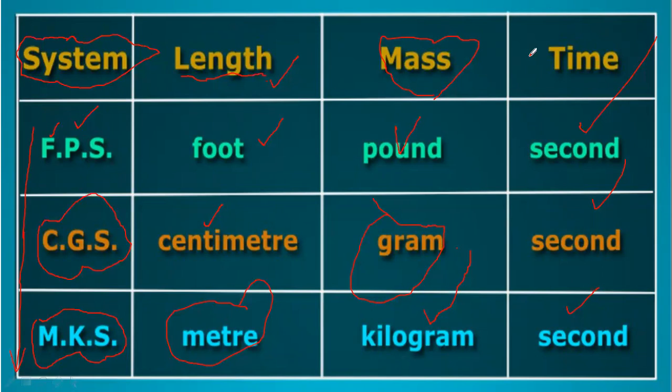Then we studied 3 systems: FPS system, CGS system, and MKS system. FPS means foot, pound, second. CGS is the centimeter, gram, second system. And MKS is the meter, kilogram, second system. The unit of length in FPS is foot, in CGS centimeter, and in MKS meter. And the unit of mass is pound in FPS, gram in CGS, and kilogram in MKS. Time is the second, but represents different durations.